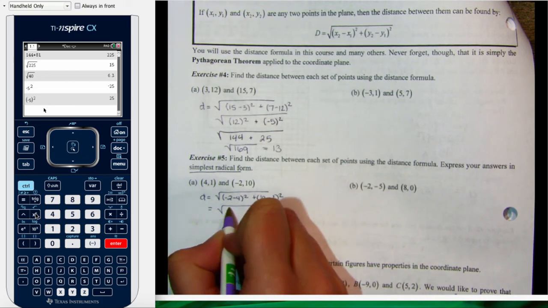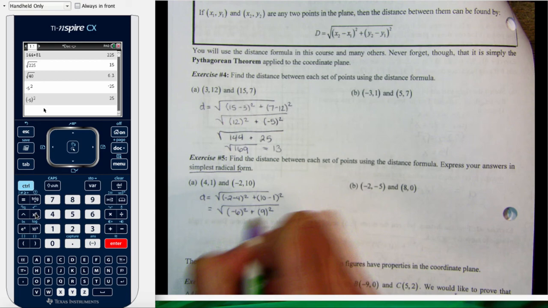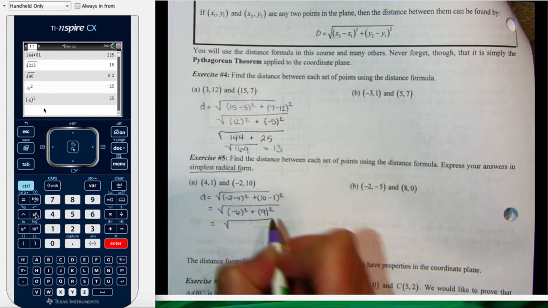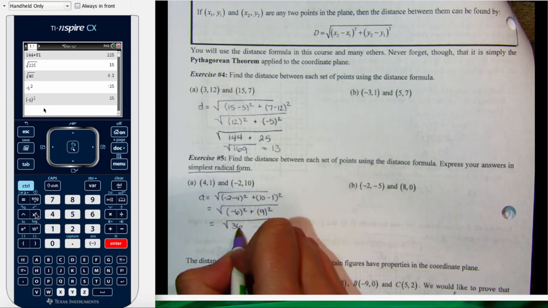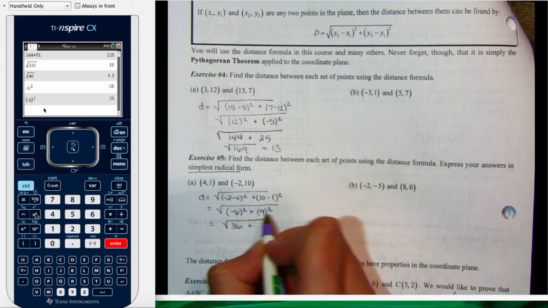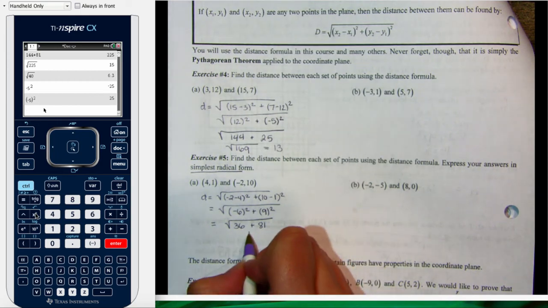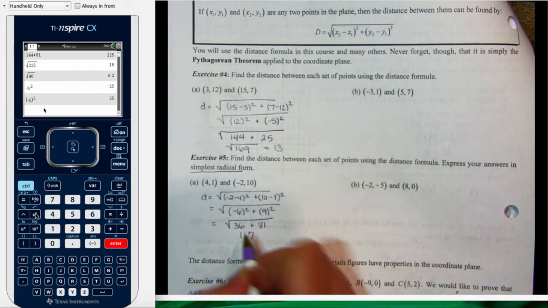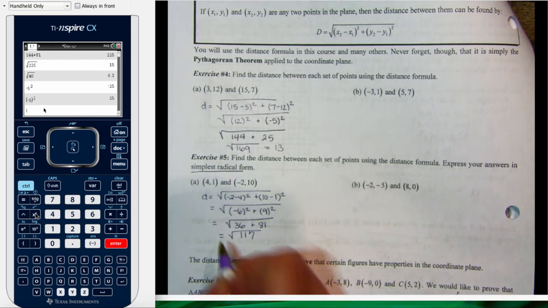So -2 minus 4 is a -6, and 10 minus 1 is 9. And now we go through and actually square those things. So -6 squared is going to be a 36, positive 36, and 9 squared is an 81. And now if we add them together, we get 117. And we have to take the square root of that.